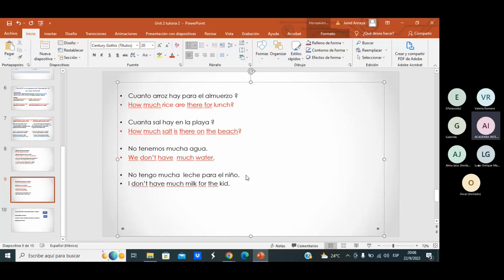Yeah, that's correct. Much, but why are you using much and not many here? ¿Por qué está usando much and not many? Because it's uncountable. Yeah, milk is uncountable. We don't say milks, just milk. No decimos milks. Nunca se le agrega una S, nunca. Solo es milk.